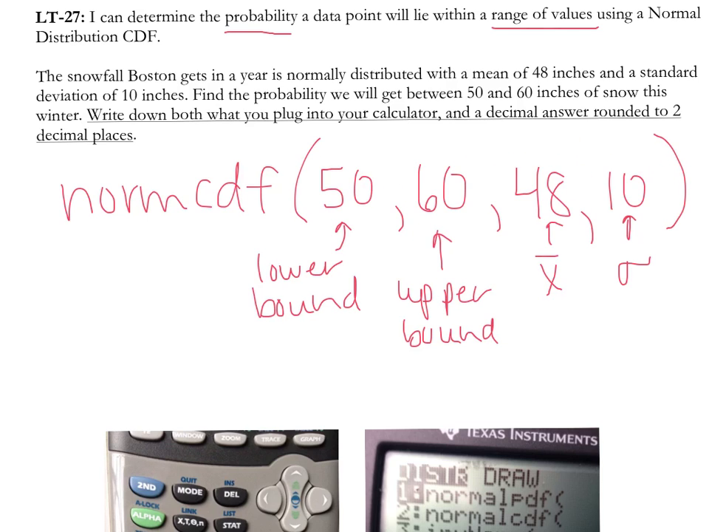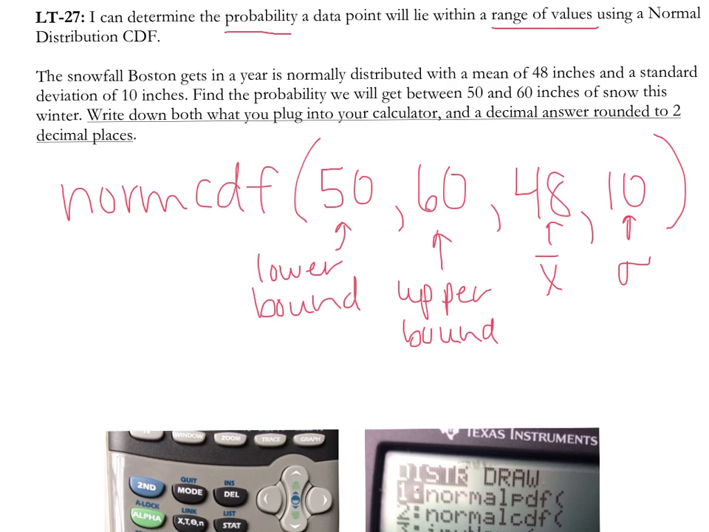Now you'll see some problems where it'll ask you, for example, find the probability that we get over 50 inches of snow. And the way that you would handle that is you'd put 50 as the lower bound, and then for the upper bound, you'd put some really, really huge number where it would be completely unreasonable to get more than that number of inches of snow. So like put in 1,000, for example. So that's how you would handle that situation.